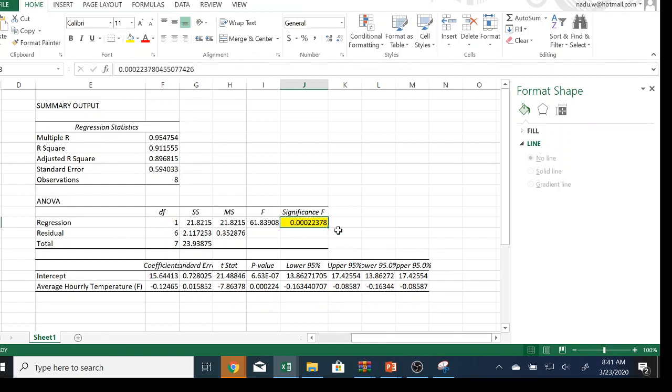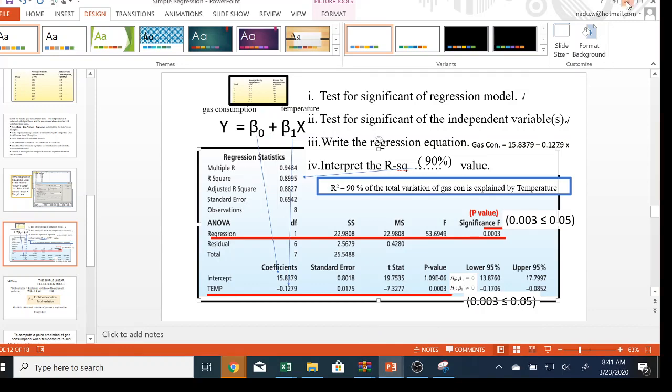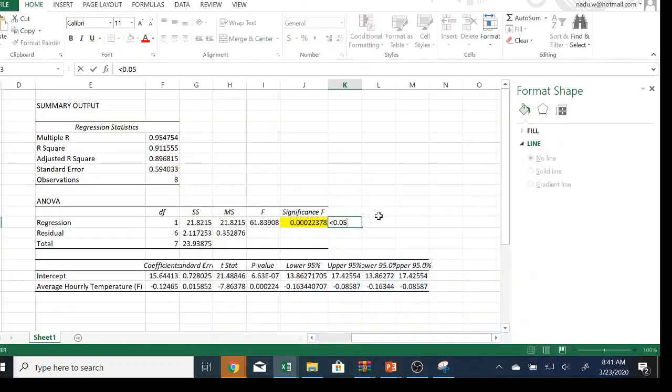It's 0.00022. If this value is below 0.05, it says we call the regression model significant. That means we are through the first step. Here we have a value which is below 0.05, which means the model that we have got is significant.